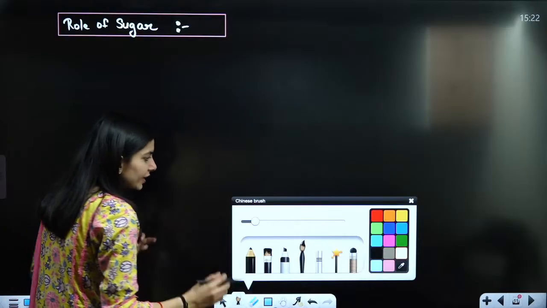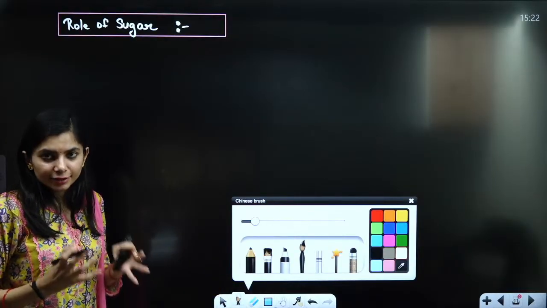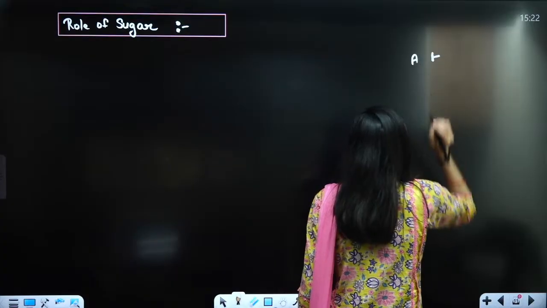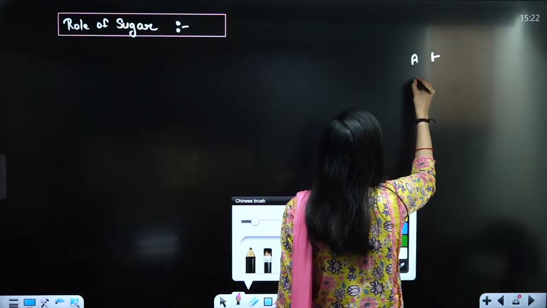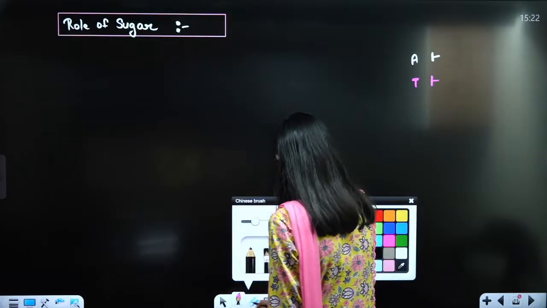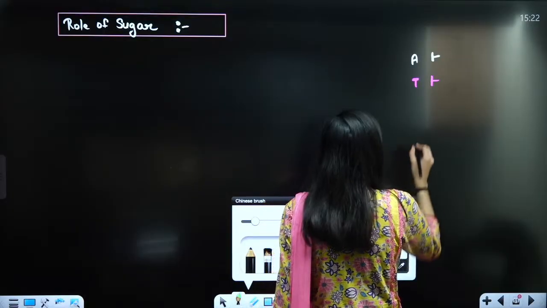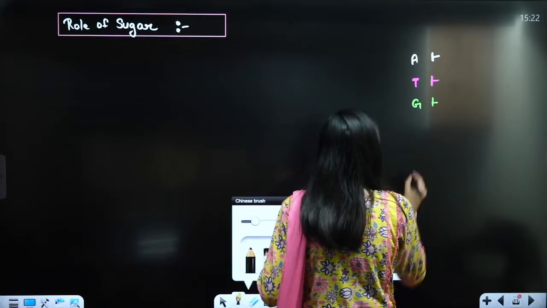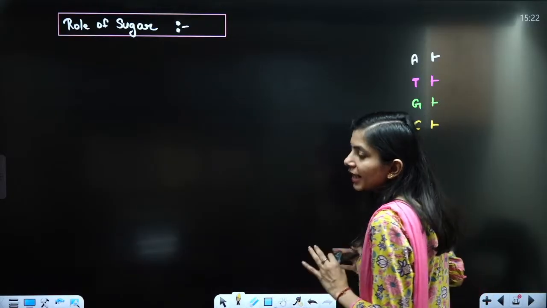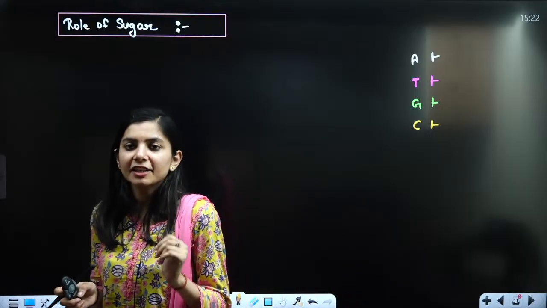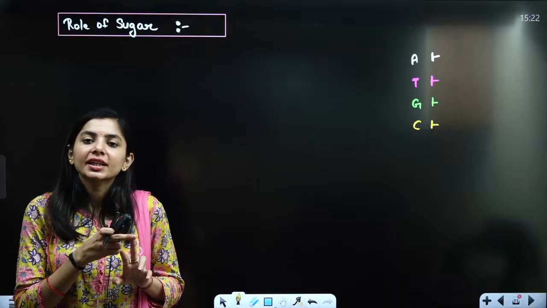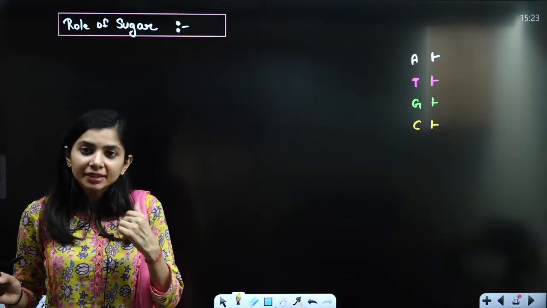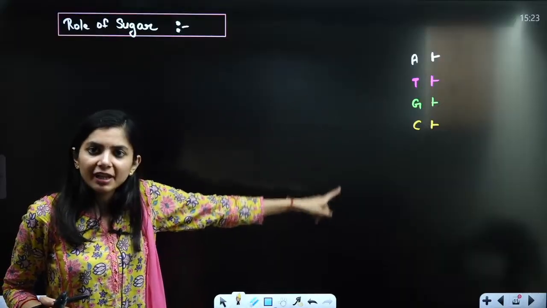Okay, so what is the role of sugar when we are trying to create the DNA structure? So first, try to understand. Let us suppose I am saying A, so A is like this. Then T, so T is like this. And G, so G is like this. And then C, C is like this. In the DNA, we do not have uracil. In the DNA, we have A creating a bond with T, G creating a bond with C. Okay? So this is the basic structure we have. Why we do not have uracil in the DNA, I will let you know, but wait for that.